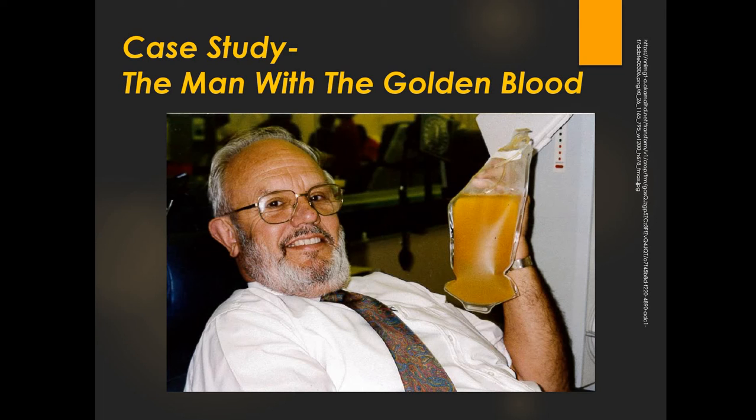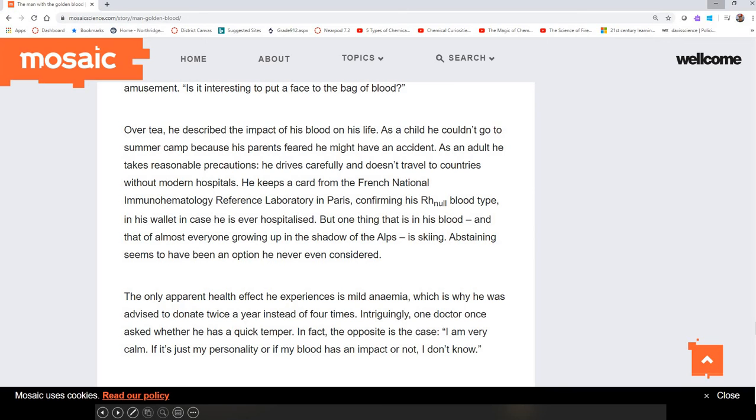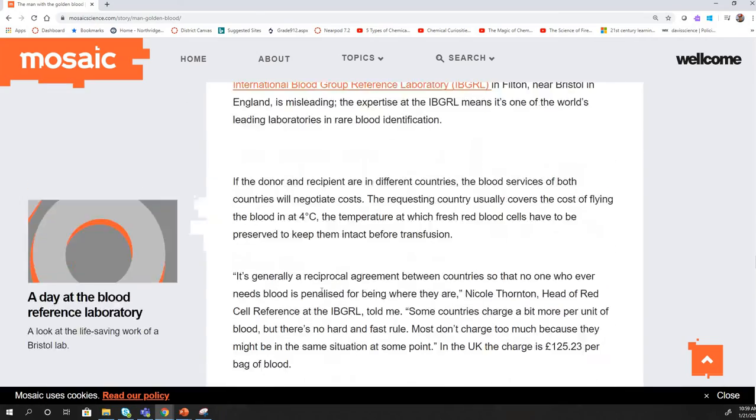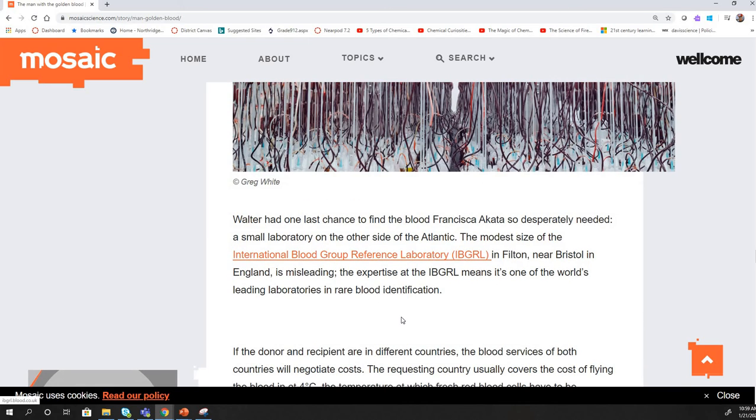Okay, and IBGRL stands for International Blood Group. Let me see if I can find it real fast. I can't remember all the names. Here it is, International Blood Group Reference Laboratory. And it's really important because it keeps track of all these rare blood types and the people that have them and where they are in the world.